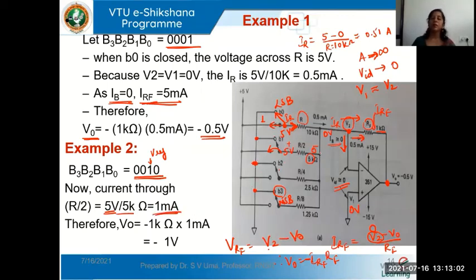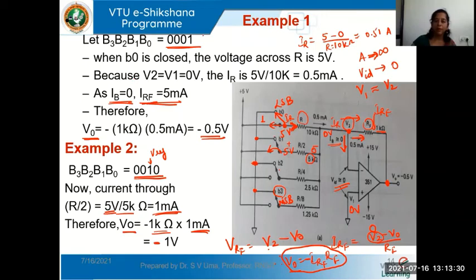And now this current can flow only through RF and it can't go into the op-amp because of its high resistance. So what would be the value for output voltage? We already have the expression for output voltage, minus I into RF. I is 1 milliampere, RF is 1K, minus of that. So minus 1 volt would be the output.